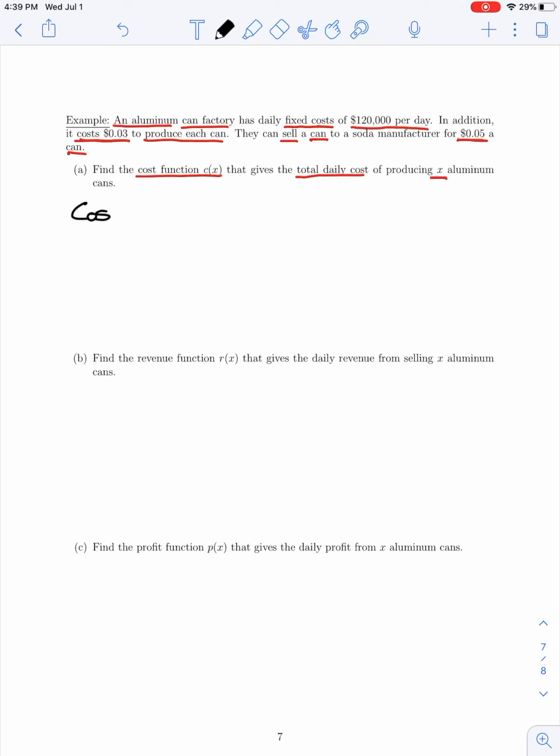Now, in general, our cost can be thought of as the sum of our fixed cost, that is the cost regardless of whether we're producing anything, and our variable costs, where variable costs refer to the varying cost of producing a certain number of items, in this case aluminum cans. So using some notation here, our cost function, we could say, is C of x. It depends on the number of cans x we're producing.